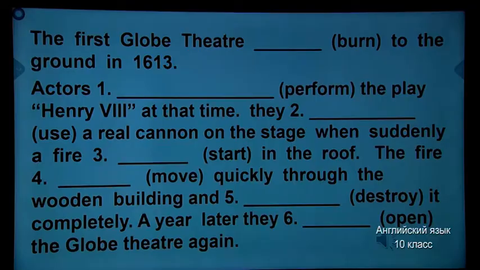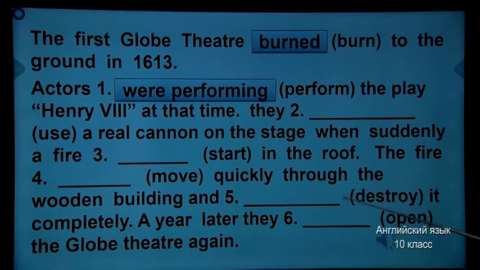Your time is over. So, let's check. The first one is an example. The first Globe Theater burned to the ground in 1613. Burn it. The first one. Actors perform. You should write the true form of the verb perform. We were performing the play Henry VIII at that time.